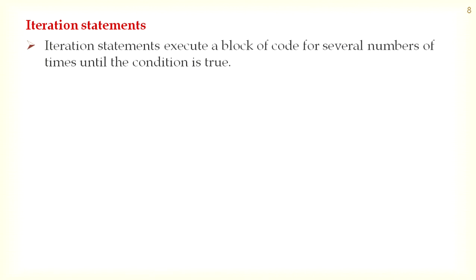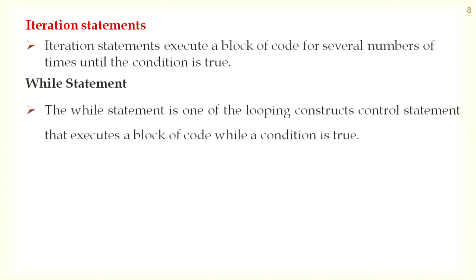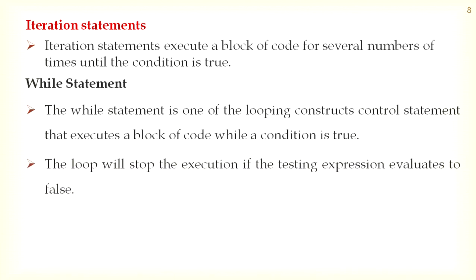Iteration statements. Iteration statements execute a block of code several times until the condition is true. While statement. The while statement is one of the looping control statements that executes a block of code while the condition is true. The loop will stop the execution if the testing expression evaluates to false.